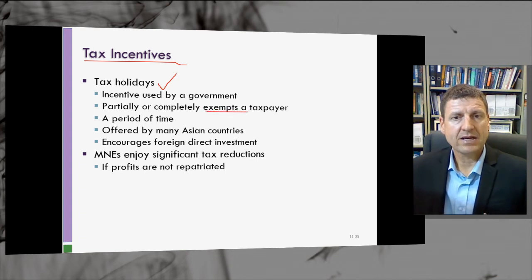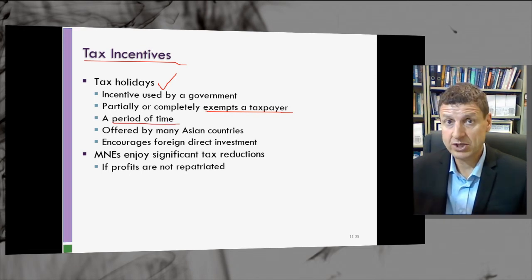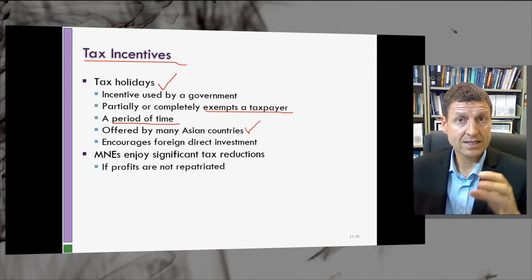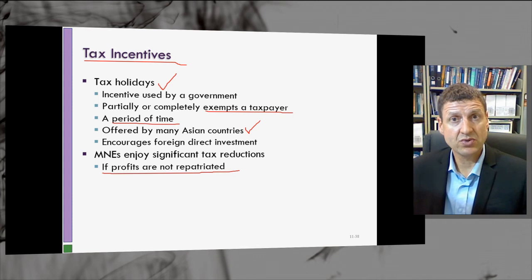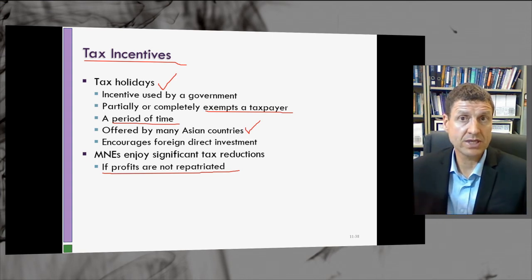It partly or completely exempts the taxpayer for a period of time, and it's offered by many Asian countries today. Again, this is another part of a multinational tax strategy they need to consider in their tax planning. What's also important is that multinationals can enjoy significant tax reductions if profits are not repatriated, that is, not repatriated back to the USA or back to Germany or UK or France, where the head office of the multinational is.